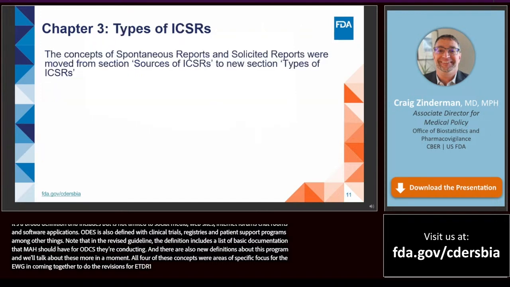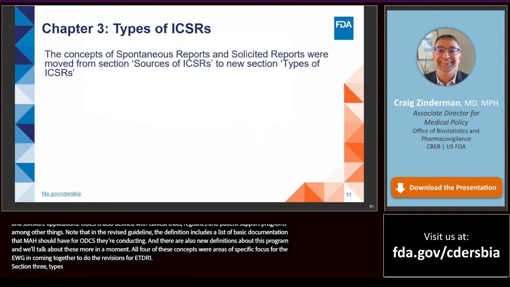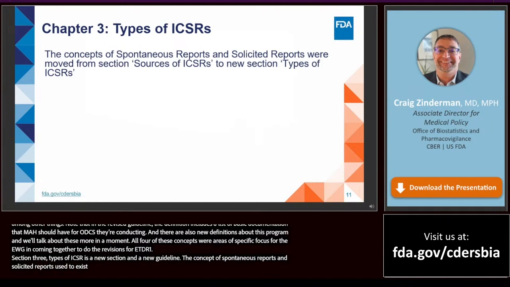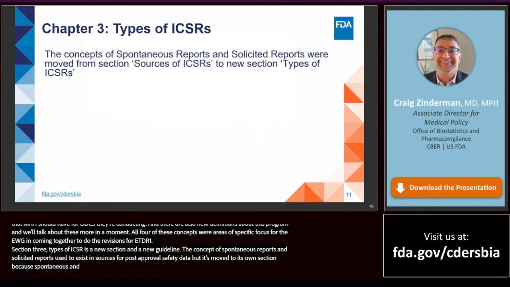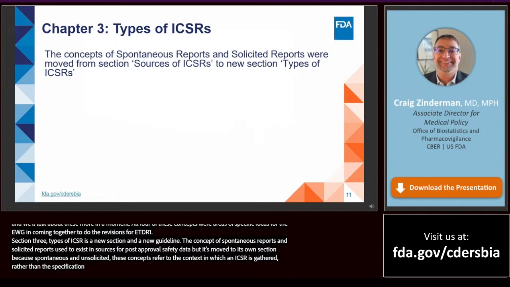Section 3, the types of ICSRs, is a new section in the new guideline. The concepts of spontaneous reports and solicited reports used to exist in the section of the guideline on sources of post-approval safety data, but they were moved to their own section because spontaneous and solicited really refer to the context in which an ICSR is gathered rather than a specific source of data.